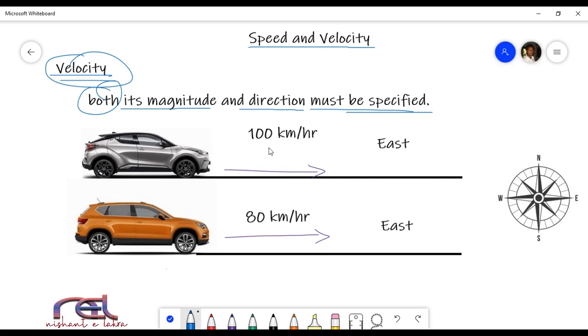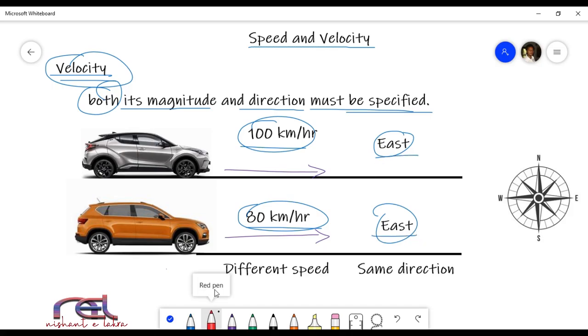Let us see another illustration. Two SUVs, both moving in the same direction, but you see that the speed at which they are traveling is different. The first SUV is traveling at 100 km per hour, second SUV is traveling at 80 km per hour, right? The speed is not same. Different speed and same direction.